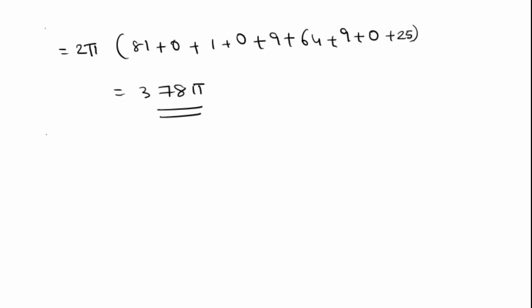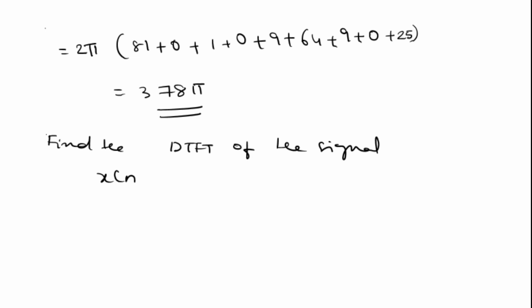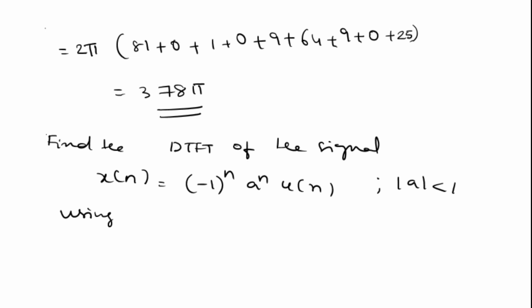Next problem, find the DTFT of the signal x of n is equal to minus 1 to the power n into a to the power n into u of n, mod a is less than 1, using frequency shifting property.